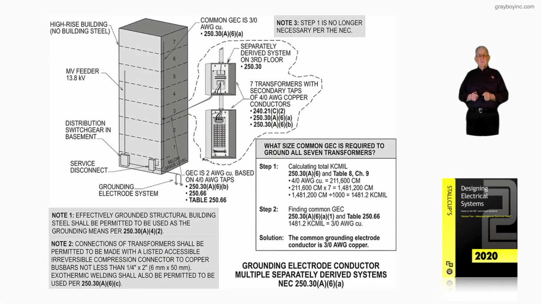Now this illustration deals with the grounding electrode conductor when multiple separately derived systems are involved, in accordance with 250.30(A)(6)(a), as in apple. Before we get into this in more detail, let's review notes 1 through 3 first. Note 1: effectively grounded structural building steel should be permitted to be used as the grounding electrode means in 250.30(A)(4) item 2.